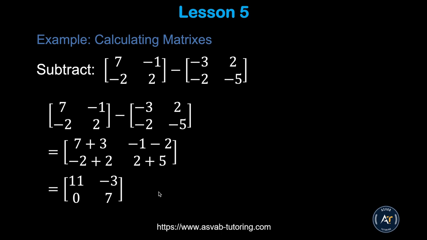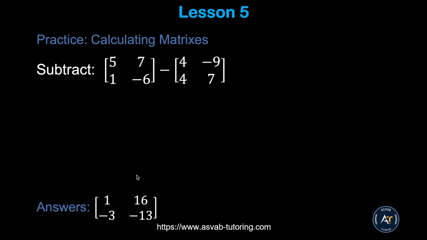This is the same thing as subtraction. You have to do element with element. So this with that, this with that, this with this, this with that, right? So let's follow that, subtract. 7 minus negative 3 gives you 7 plus 3, which is 10, and then negative 1 minus 2, and 2 plus 5. So that gives you 10, negative 3, 0 and 7. That is another practice problem. You try by yourself, make sure that you get this answer.